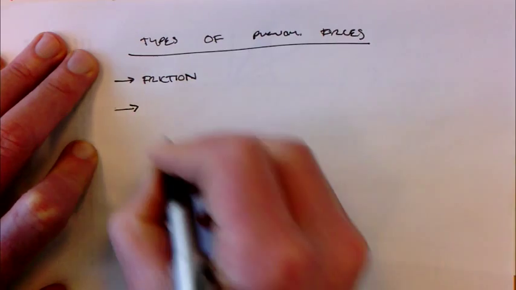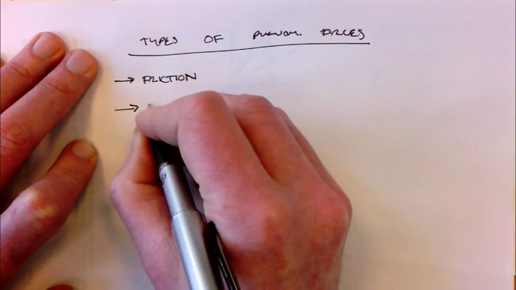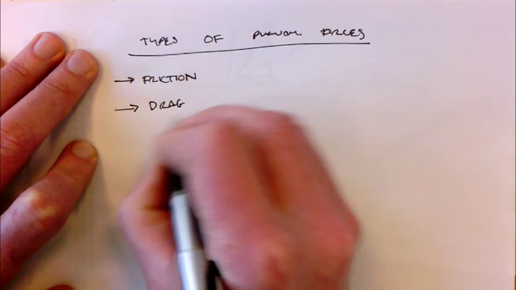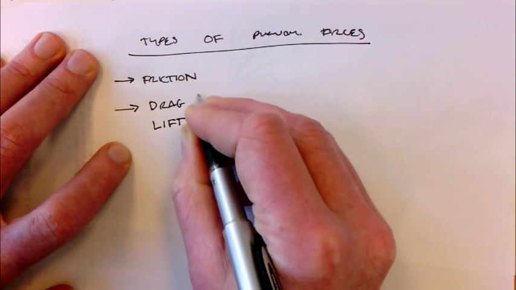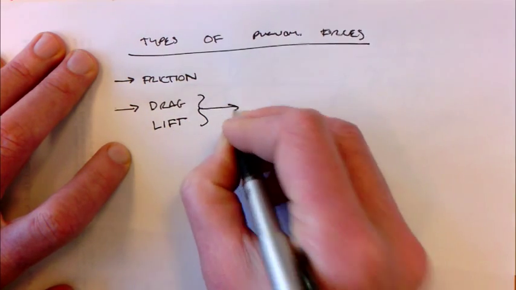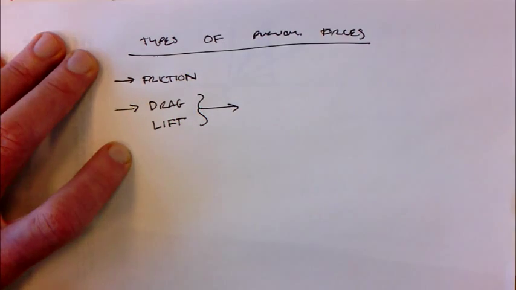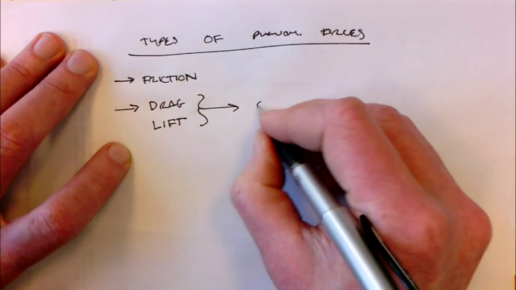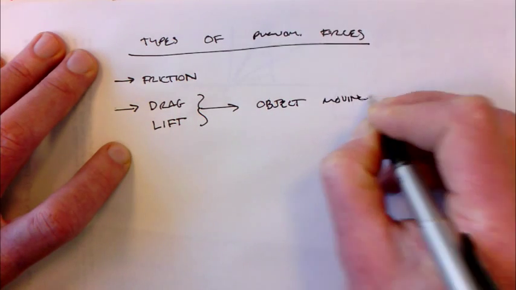A second type of phenomenological force that you encounter quite a bit, and a lot of you have seen, is drag and also lift, right? Both of these forces have to do with electromagnetic interactions between an object and the atoms that make up the fluid that the object is moving through. So these have to do with an object moving through a fluid.